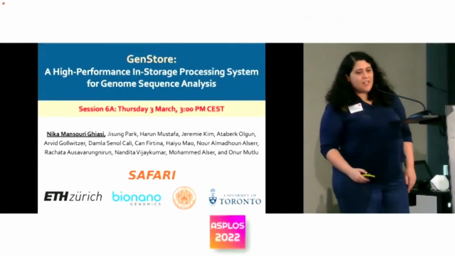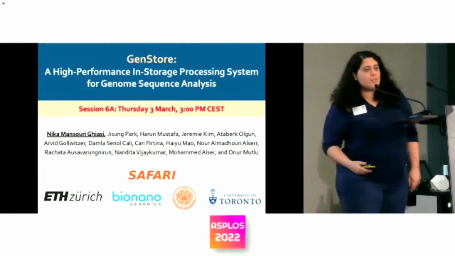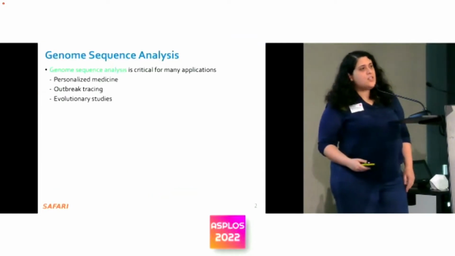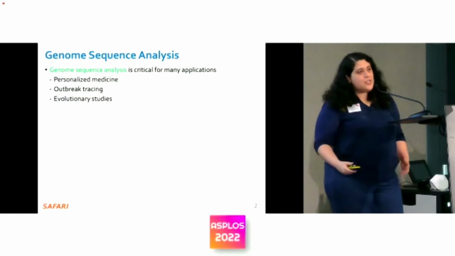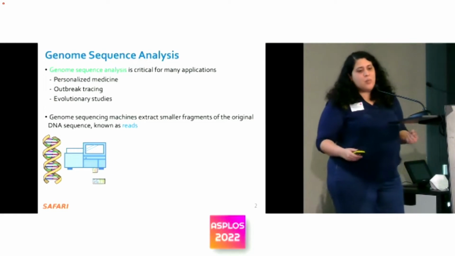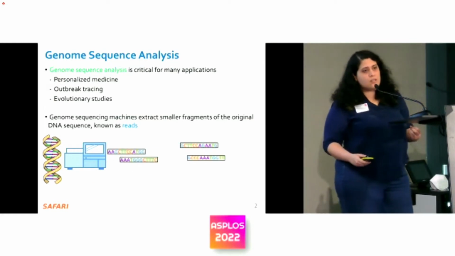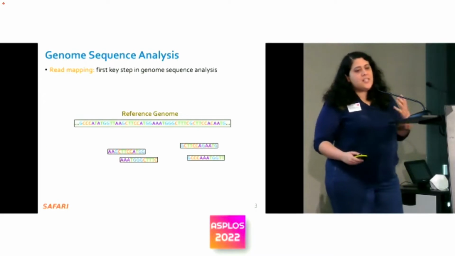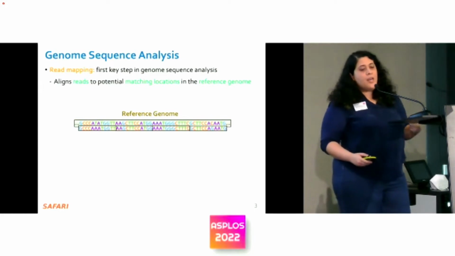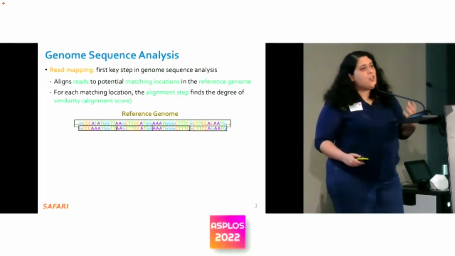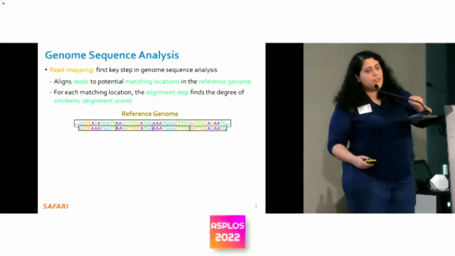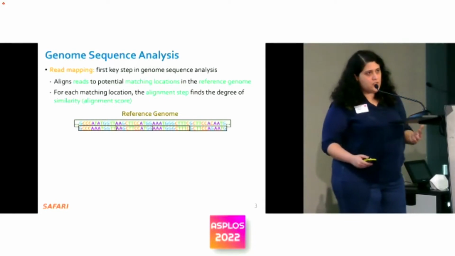Hi everyone, I'm Nika, and today I will introduce GenStore, a high-performance in-storage processing system for genome sequence analysis. Genome sequence analysis is critical for many applications such as personalized medicine, outbreak tracing, and evolutionary studies. Genome sequencing machines extract smaller fragments of the original DNA sequence known as reads. Read mapping is the first key step in genome sequence analysis that aligns reads to potential matching locations within the reference genome, and for each matching location during an alignment step finds the degree of similarity between the read and the reference genome by calculating an alignment score.